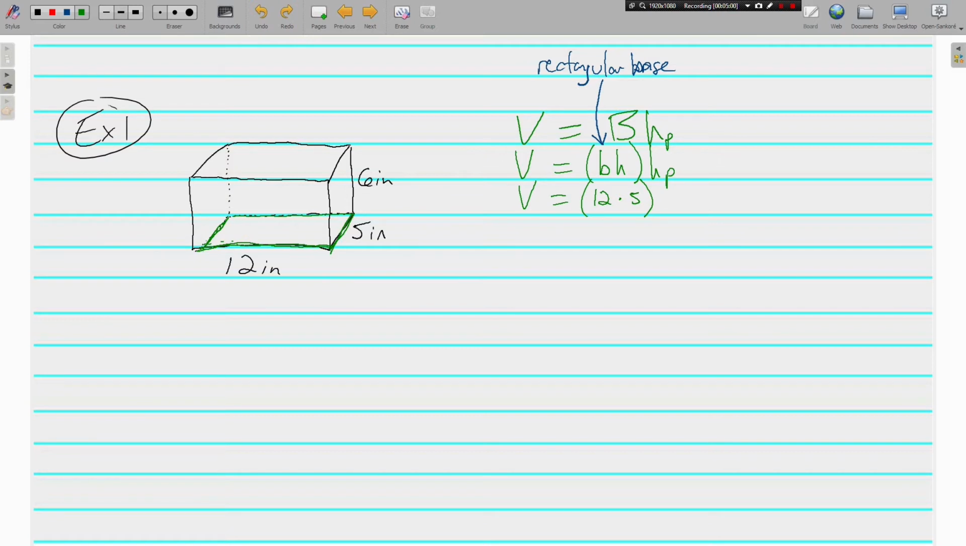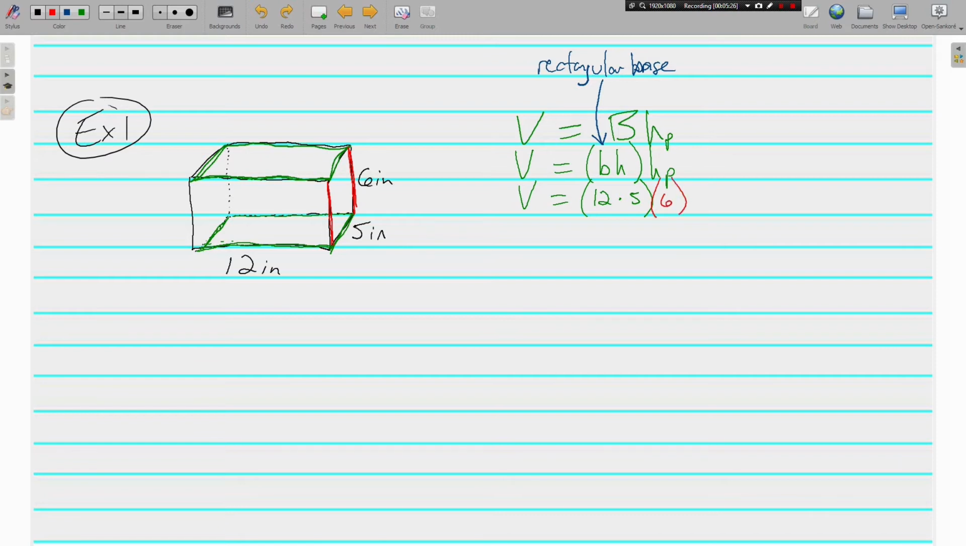Now the height of the prism, actually let me outline the other base in green. Here are the two bases. They're opposite, they're parallel, they are congruent. The height of the prism, the HP, connects those two bases. And that is 6 inches.